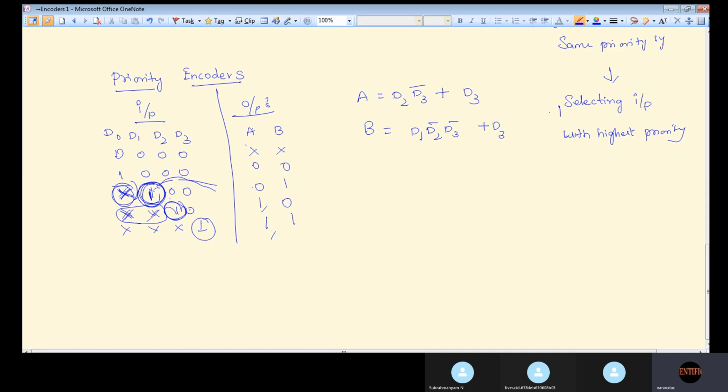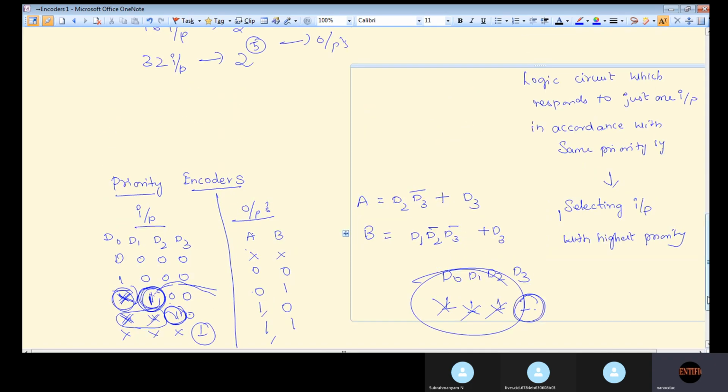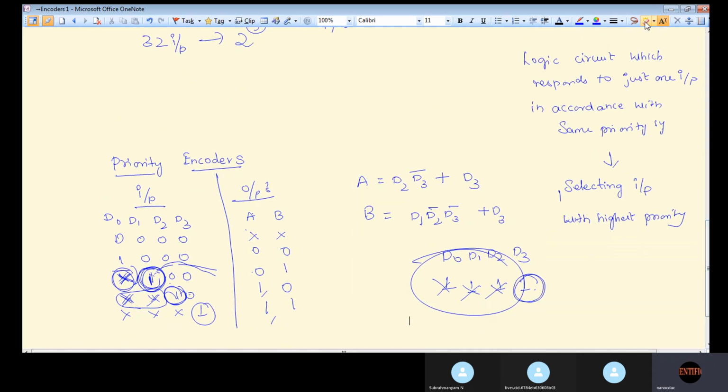ఇప్పుడు D0, D1, D2, D3 లో ఏవి హై ఉన్నా కూడా, maybe 4 inputs may be high. Okay, but this is having the highest priority, so I will consider these three as don't care terms. This is what is called as priority encoder. You can design the circuit of priority encoder according to this logic equations. Okay, so let's try designing this priority encoder.